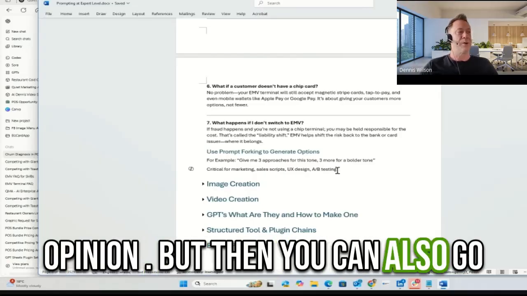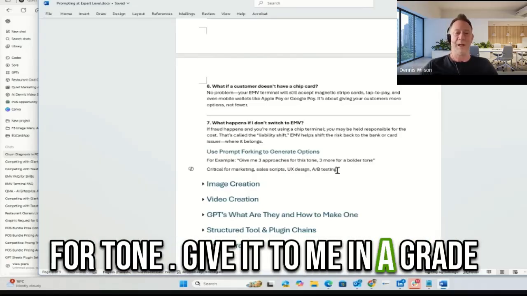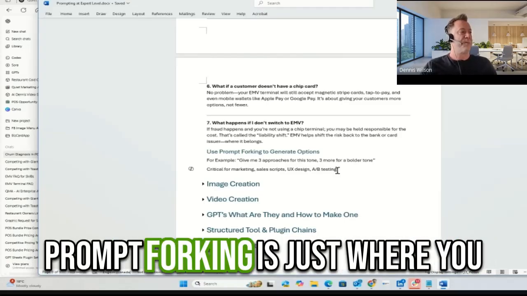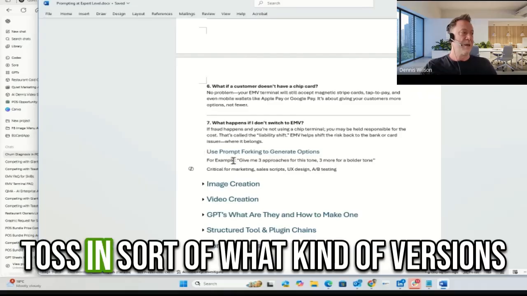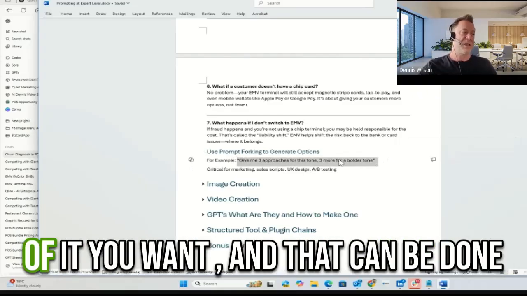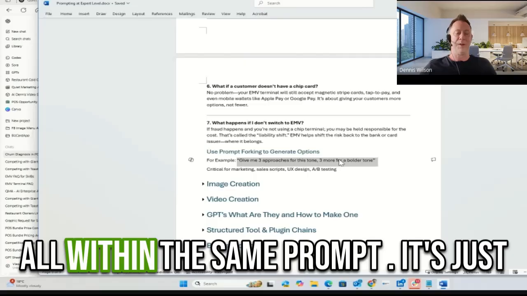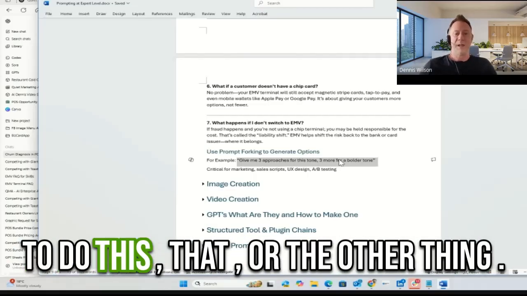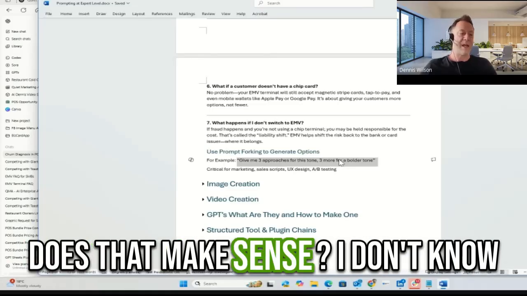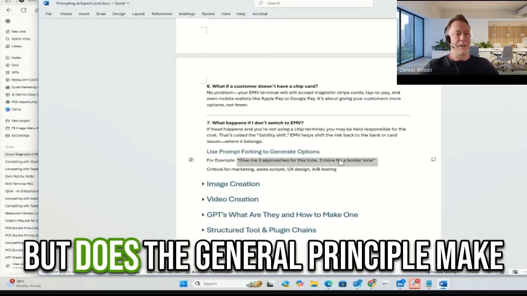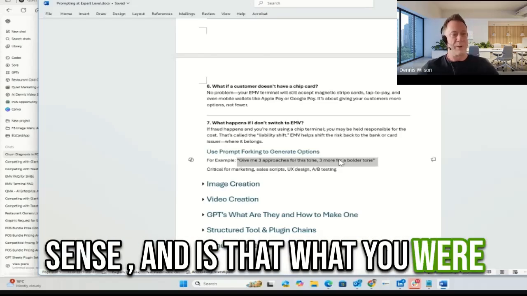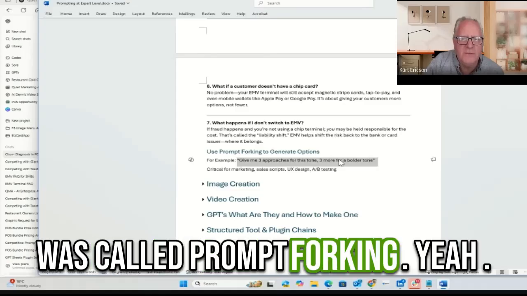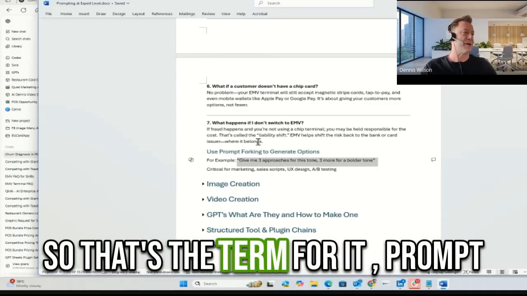But then you can also go for tone. Give it to me in grade 7 level language. Give it to me in university level language. So prompt forking is just where you toss in what kind of versions of it you want, and that can be done all within the same prompt. It's just another line that says, I want you to do this, that, or the other thing. Does that make sense? I don't know if we need to spend a ton of time, but does the general principle make sense? And is that what you were thinking, Kurt? Yeah, that's the idea that I had. I didn't know it was called prompt forking. Yeah, that's the term for it, prompt forking.